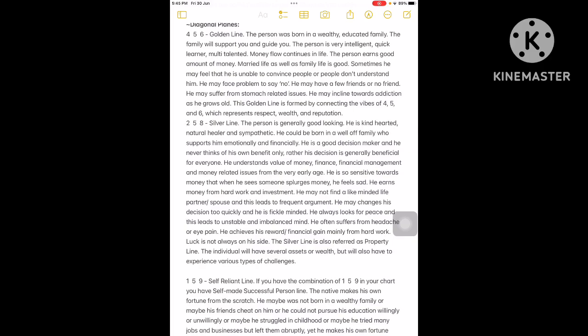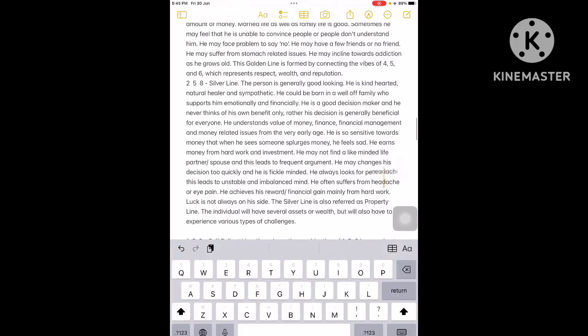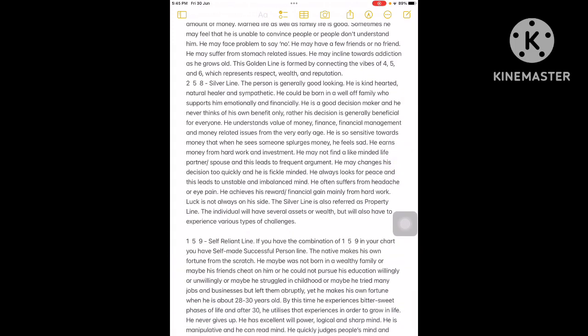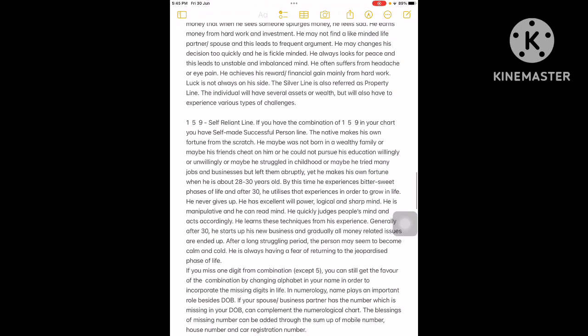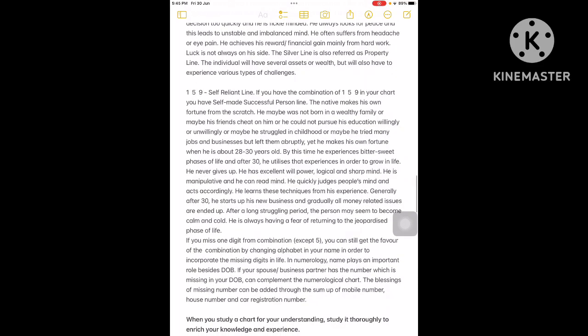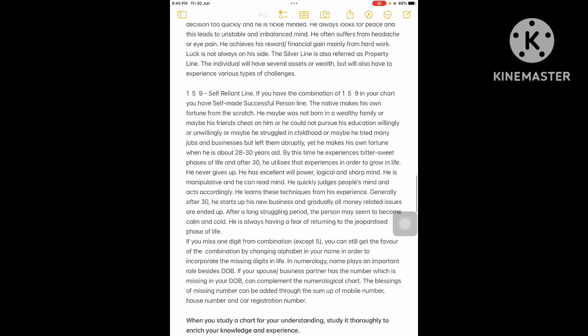And the third line, I told you, the willpower line, the self-reliant line, is also very important. This is the most important. If you see that willpower line, let me show you. If you have the combination of 159 in your chart, you have a self-made successful personal line. This native makes his own fortune from scratch.